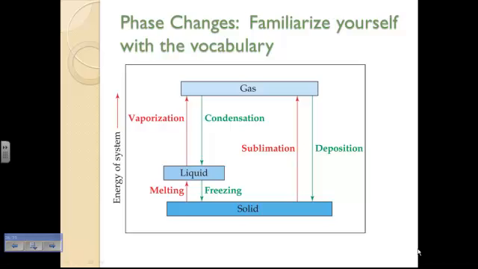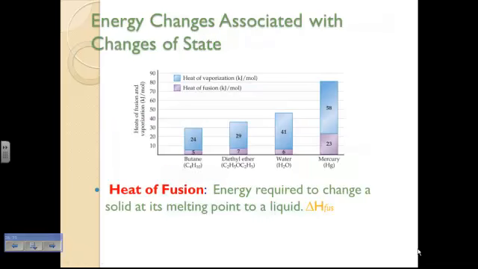This is a diagram that allows us to review the vocabulary words associated with phase changes, and it does a nice job reminding us of the endothermic process heading up and the exothermic process, the green arrows heading down. We'll need to keep track of those in terms of a negative or a positive sign when we calculate delta H, the heat. The energy associated with states of change.